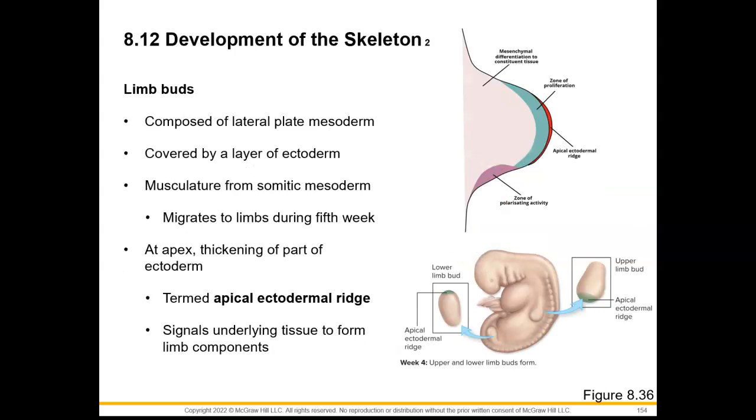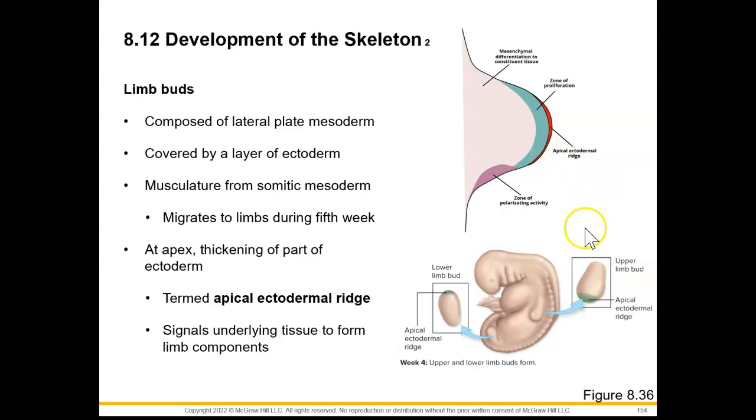Our limb buds are going to be composed of a lateral plate mesoderm, and you can see that over here where we have mesenchymal differentiation to constitute tissue. It's going to be covered by a layer of ectoderm, where we see this apical ectoderm ridge, and musculature from our somatic mesoderm will migrate to the limbs during the 5th week.